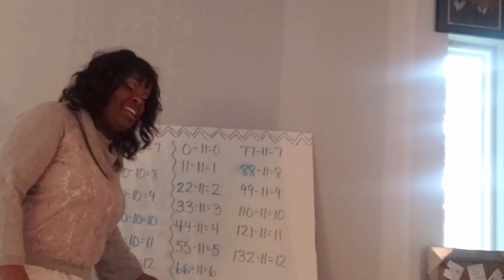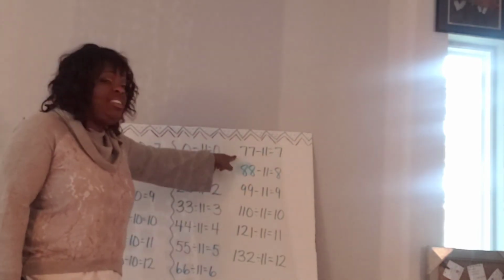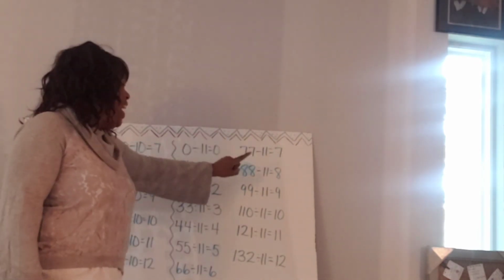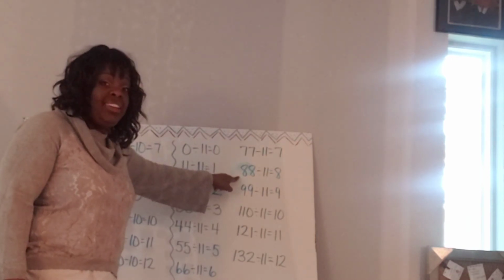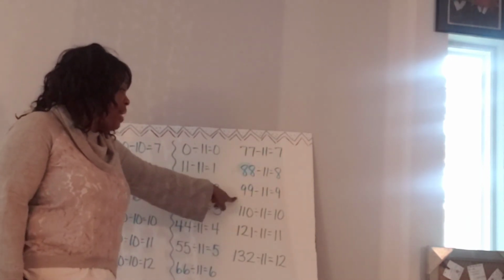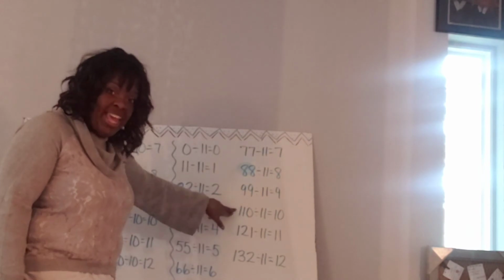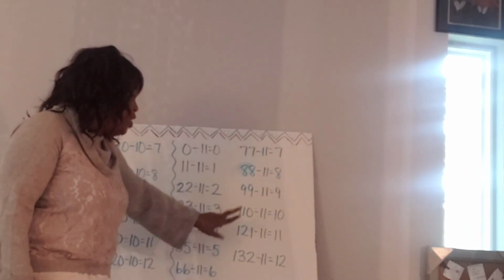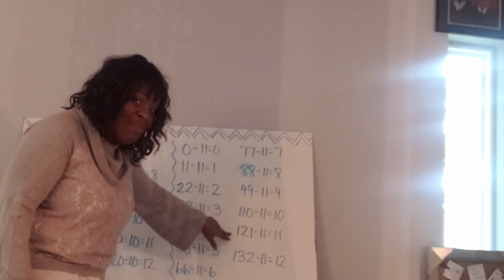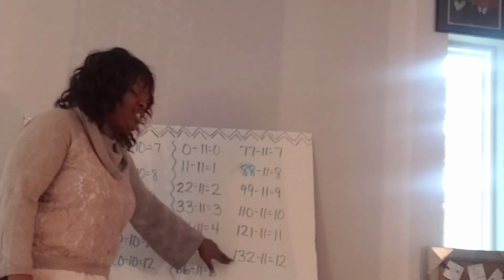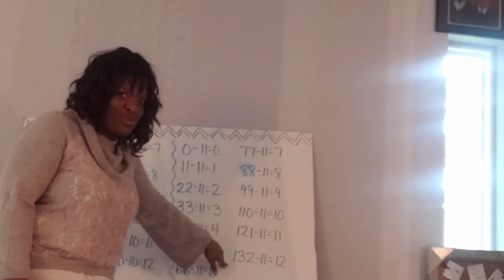66 divided by 11 equals 6. 77 divided by 11 equals 7. 88 divided by 11 equals 8. 99 divided by 11 equals 9. 110 divided by 11 equals 10. 121 divided by 11 equals 11. 132 divided by 11 equals 12.